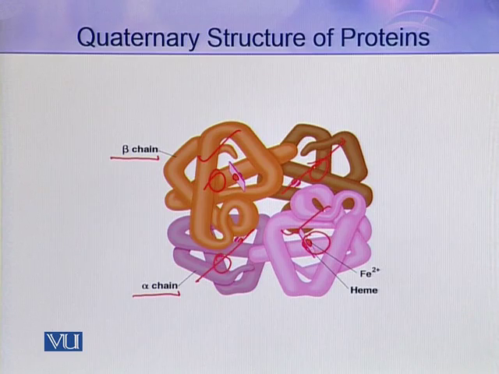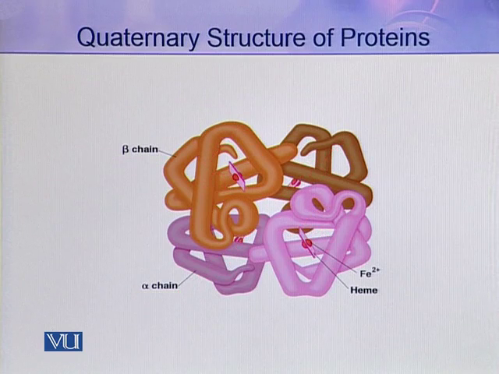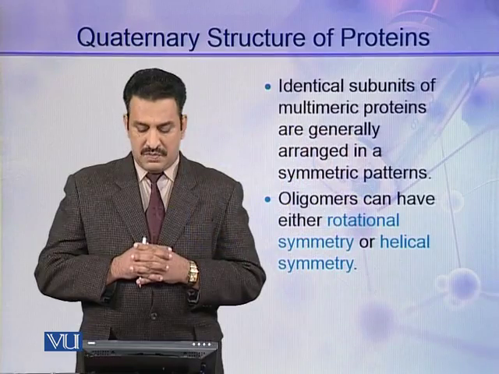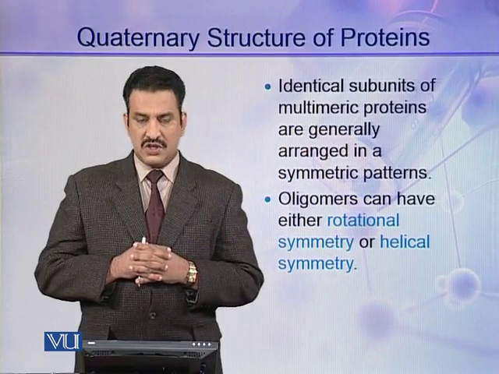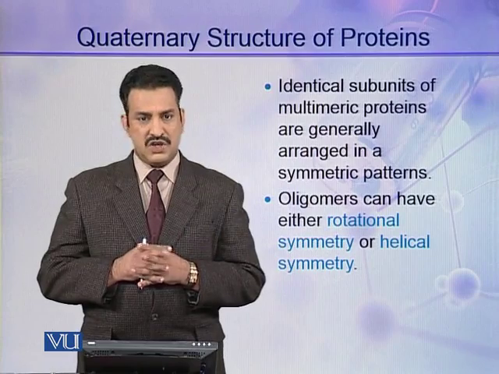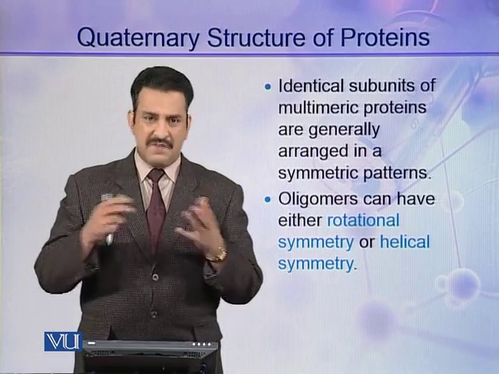It contains four subunits. But some scientists say that if two or more subunits are identical, then those identical subunits are regarded as a single protomer. So in this way, you can say hemoglobin is a dimer. So this is at its quaternary level of organization. Identical subunits of multimeric proteins are generally arranged in a symmetric pattern. They are not arranged randomly.